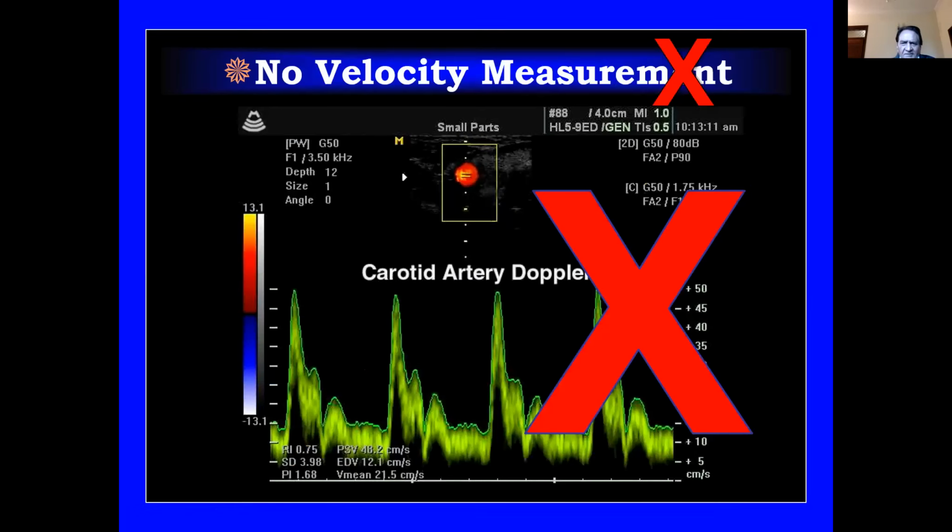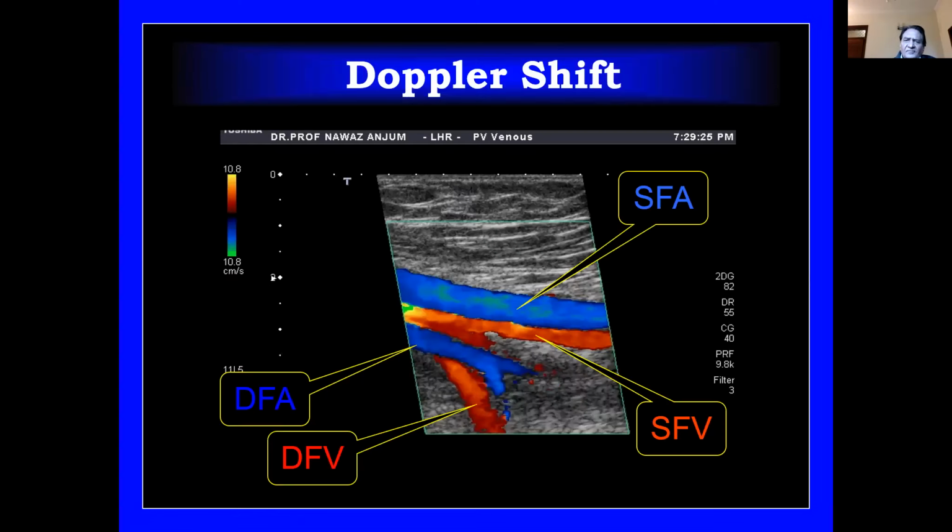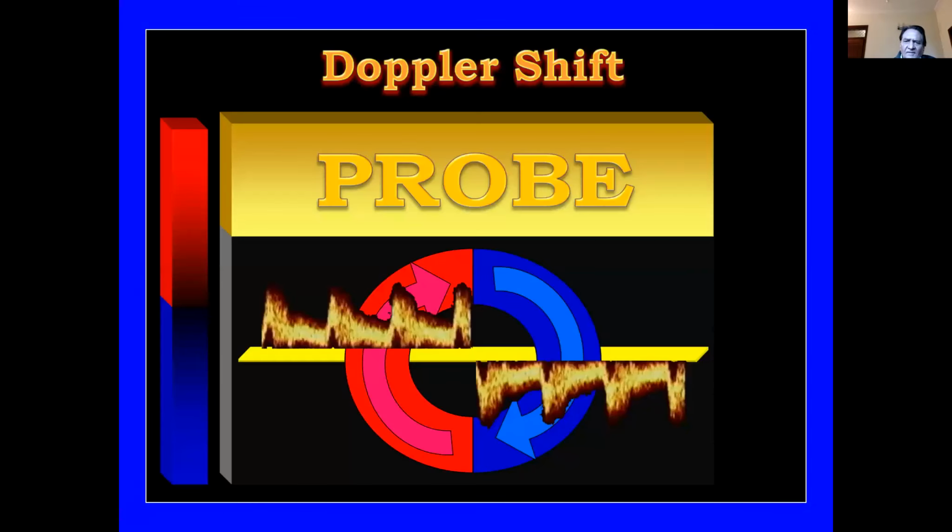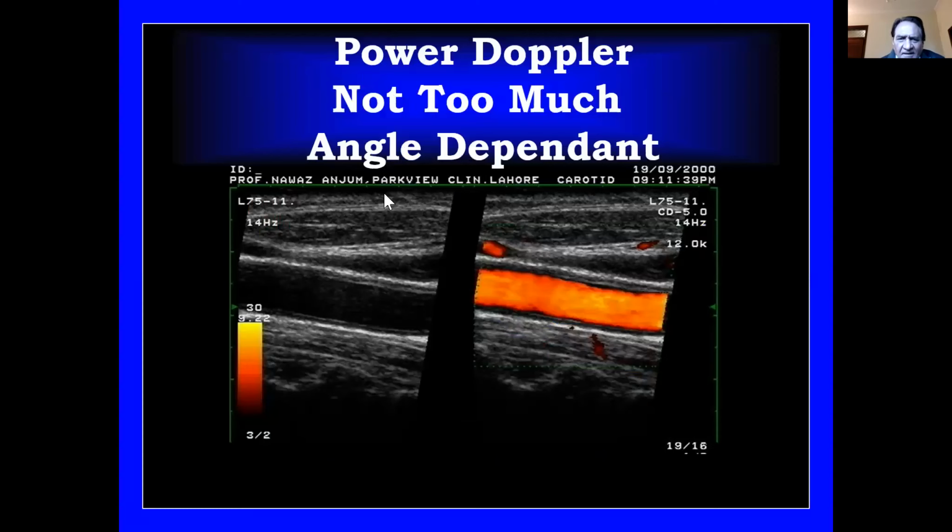Now, when you are taking the spectrum, I have put a big cross here. Never ever measure the velocities or spectrum in the cross section. It should always be in the longitudinal section, as here. After that, some people use color Doppler, but power Doppler is the best thing to use because it is not too much color dependent. First you do the gray scale, then you do the power Doppler.